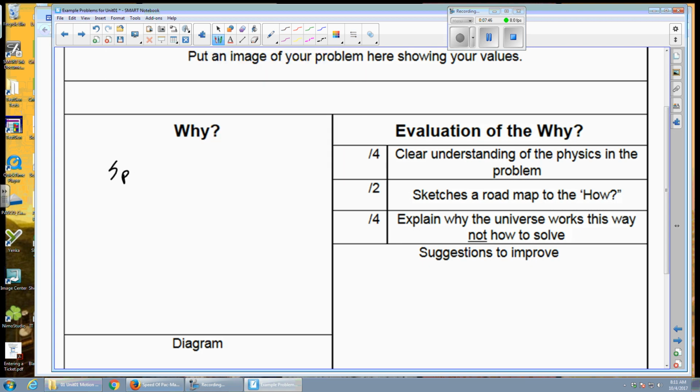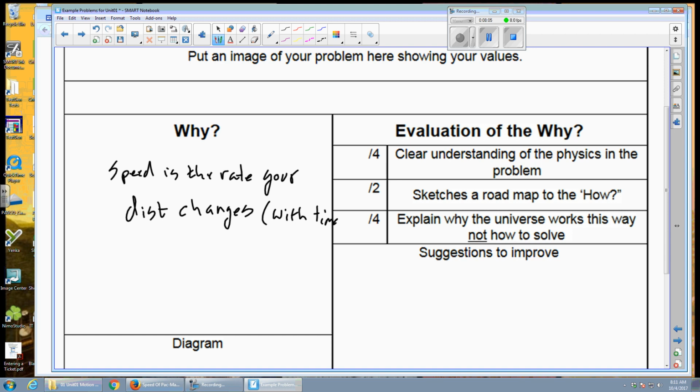So, we know, and again, I would have probably almost identical explanation here in my why: that speed is the rate your distance or position changes. And some people might put after that with time, but the rate kind of determines the time, right? By saying rate, unless we're in calculus class, we usually mean how something changes with time. In calculus, it might be how does the volume change with the height. That would be a rate also, but we're not going to do any calculus.